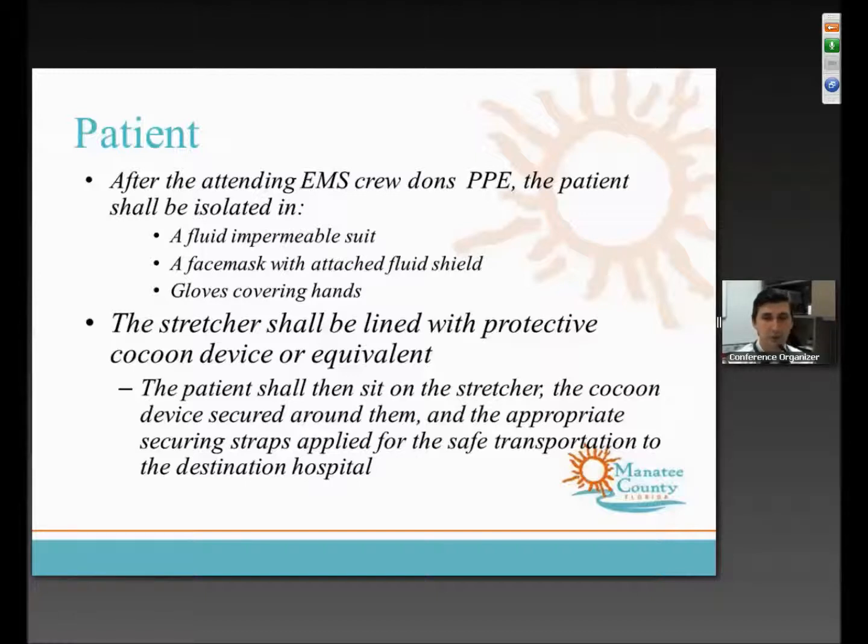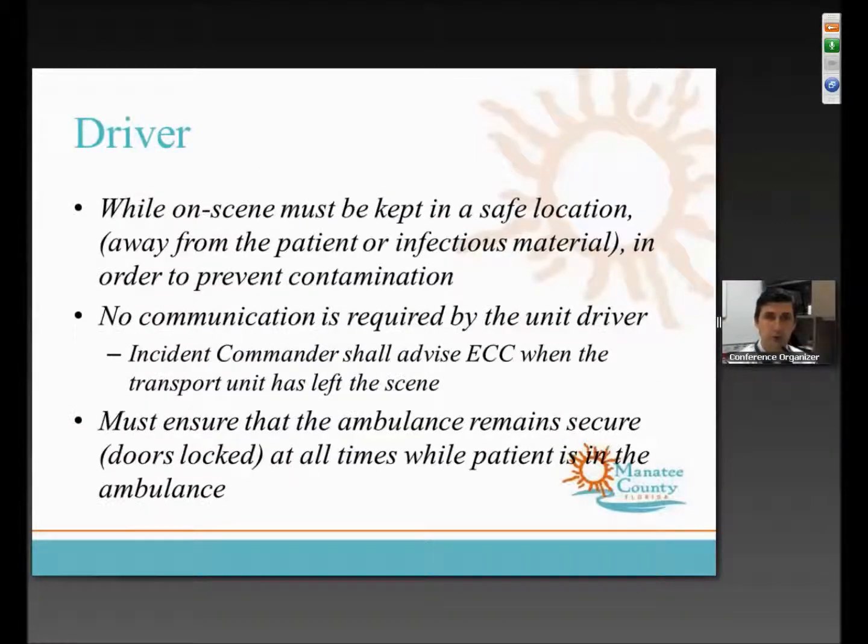After the crew has been donned in the suits, we will also try to incorporate the patient and prevent them from touching other things or passing to other parts of the ambulance or other areas the patient may go through. So after the attending EMS crew dons the PPE, the patient will be isolated in some kind of a fluid impermeable suit, a face mask with attached fluid shield, and gloves covering their hands if possible. Stretcher shall also be lined with a protective cocoon device or equivalent, again, when possible. Again, the idea is to contain their bodily fluids.